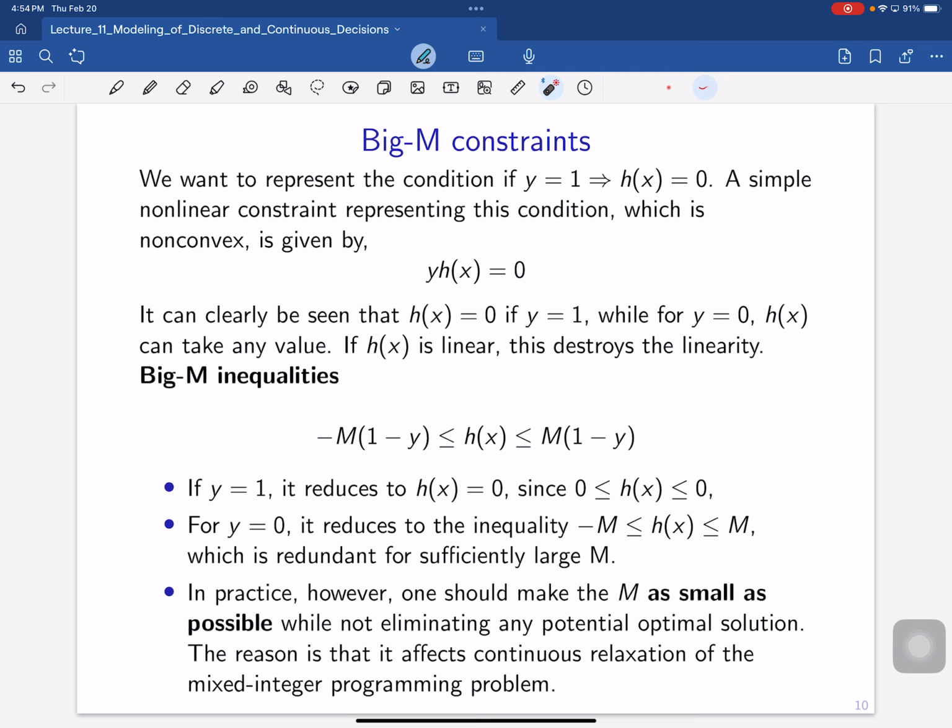But when you model the problem, you should pick an M that is large enough such that you do not eliminate any optimal solutions. But in the meantime, you should make M as small as possible. The reason is when the value of M is too large, the feasible region will be too large for the continuous relaxations. We will show you a picture to demonstrate that.